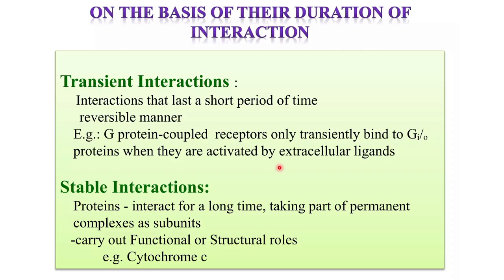Now, on the basis of interaction, we had studied that an interaction lasting for a short duration of time is a transient interaction of a protein and a protein. Like you have the G protein coupled receptors that transiently bind to the Gi or Go proteins that are activated by the extracellular ligands. And there are certain stable interactions that interact for a long time or form a permanent complex as subunits. So it carries out functional or structural roles. An example is the cytochrome C.